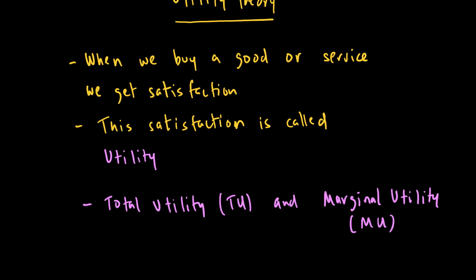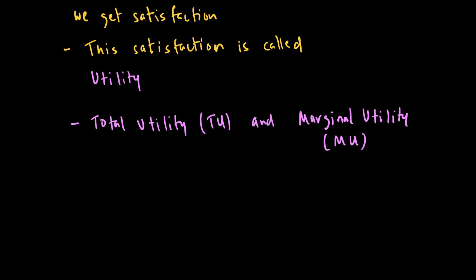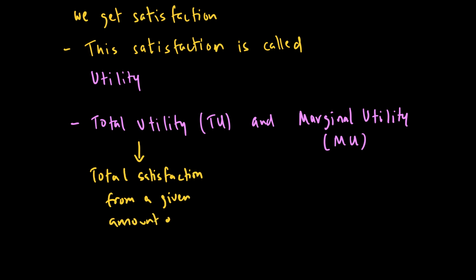So what's the difference between total utility and marginal utility? Well, total utility is simply the total satisfaction that we get from buying an amount of a good or service. So total satisfaction from a given amount of a good or service. A good example of this could be, let's say I consume 5 cups of tea in a day. So the total satisfaction that I get from the 5 cups of tea that I consume in a day is what we call total utility from the 5 cups of tea.